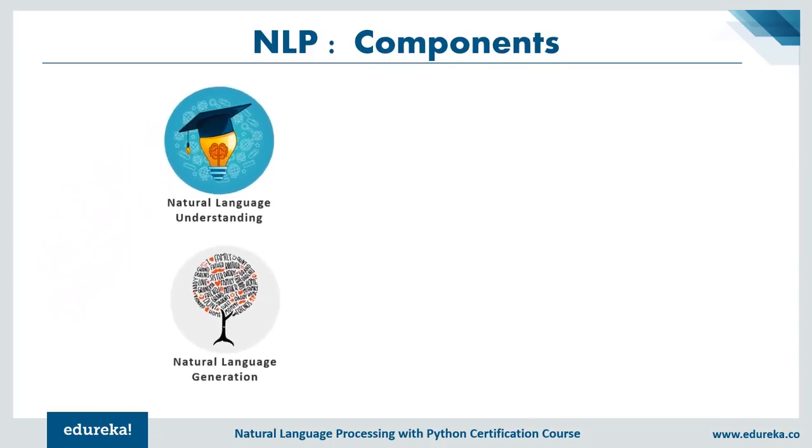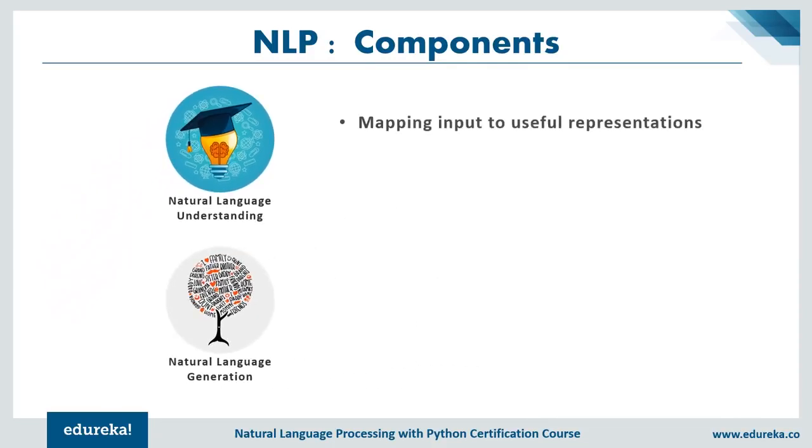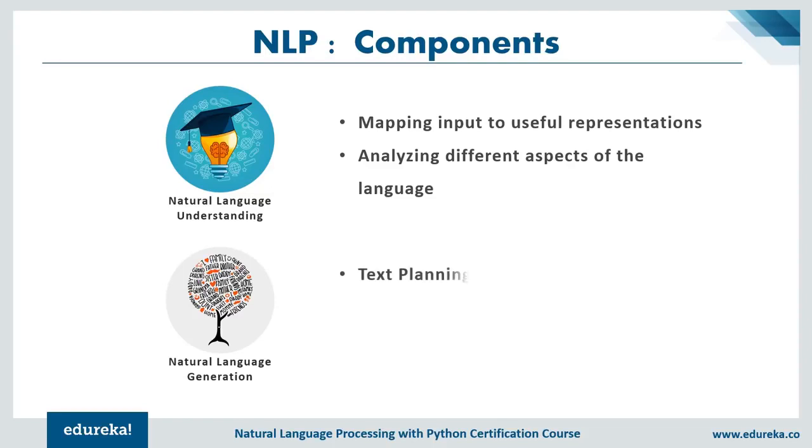The understanding involves tasks like mapping the given input in natural language into useful representations, analyzing different aspects of the language, whereas natural language generation is the process of producing meaningful phrases and sentences in the form of natural language. It involves text planning, sentence planning, and text realization. Now, NLU is usually considered harder than NLG.